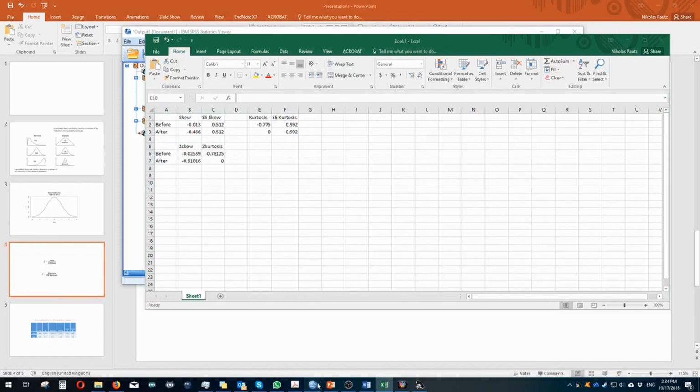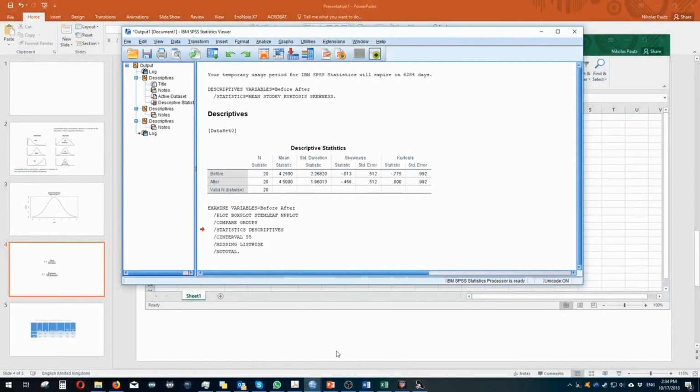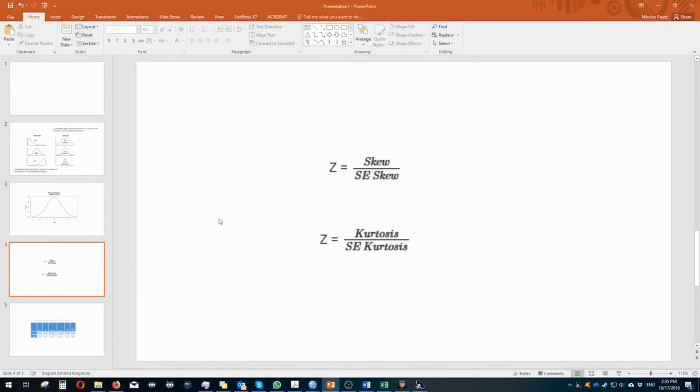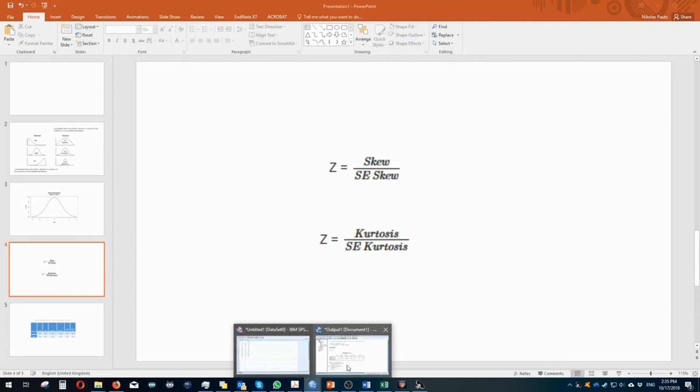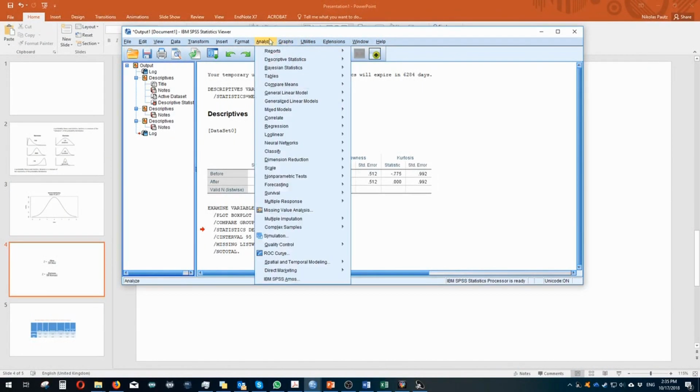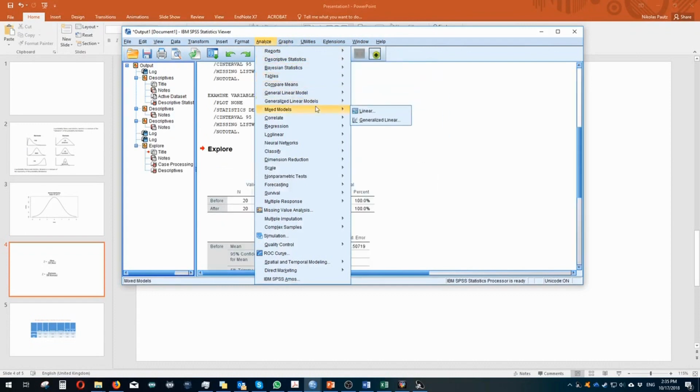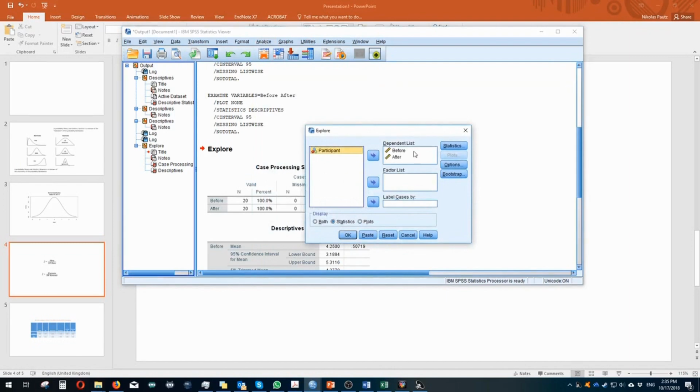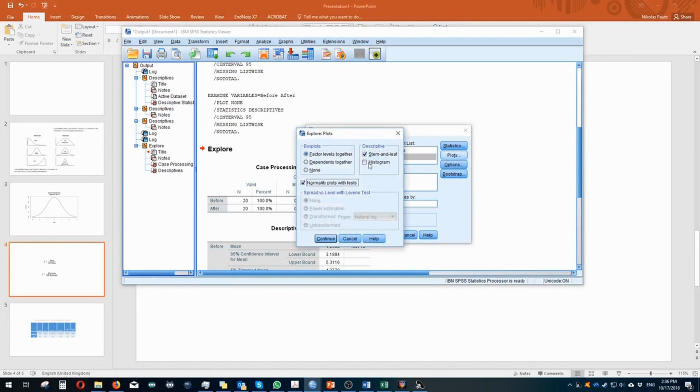And another method, which I suppose is more commonly used, but both of these methods are important, especially when doing your reports, is the KS and SW tests. So we will go to Descriptive Statistics, Explore, add before and after to our dependent list, and ignore factor and label cases. You need to display both the stats and the plots, and for plots we will tick the normality plots with tests.